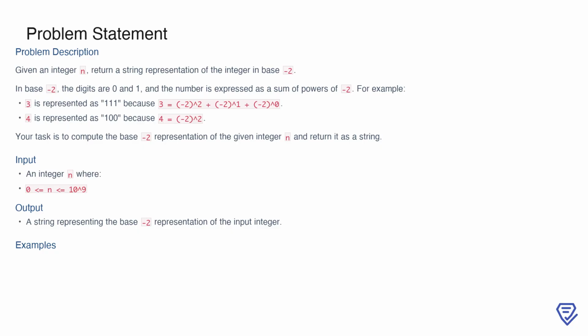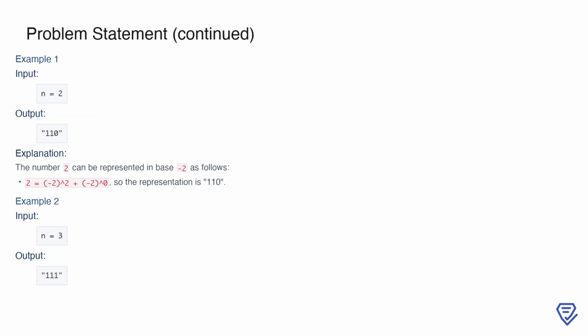The input value n will always be between 0 and 10 to the power of 9, inclusive, and our output must strictly follow this base -2 representation format. To understand this better, let's look at some examples. If n is 2, the output should be 110.